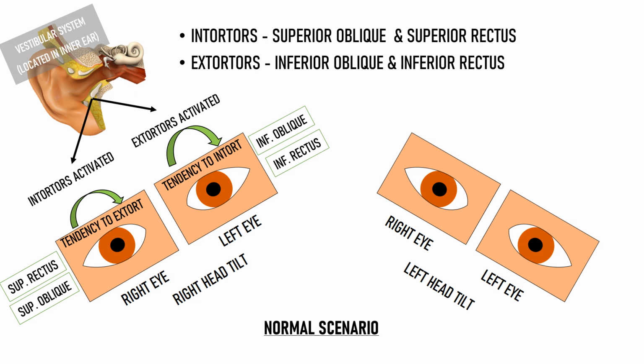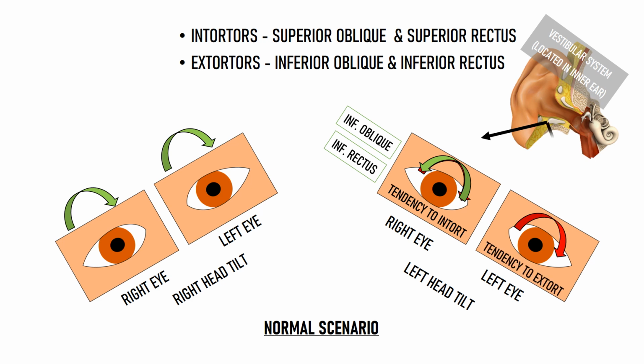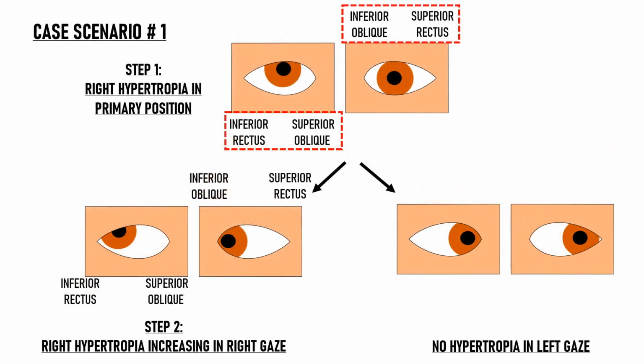And similarly, what happens in left-sided head tilt? The right eye would tend to intort. So the extorters of the right eye would get activated, right inferior rectus and right inferior oblique. And the left eye would tend to extort. So the vestibular system will activate the intorters of the left eye, left superior oblique and left superior rectus. Now coming back to our first case scenario, where we have narrowed down our search to two muscles, right inferior rectus and left inferior oblique.